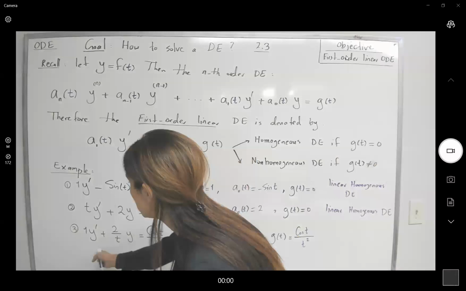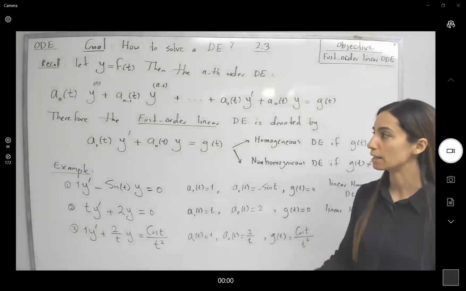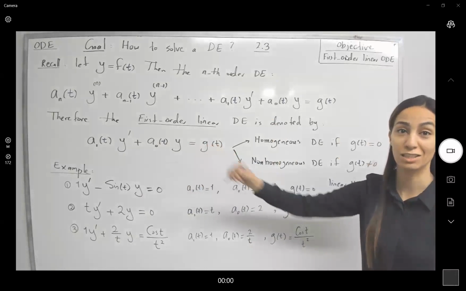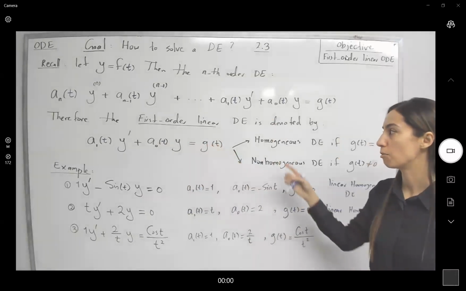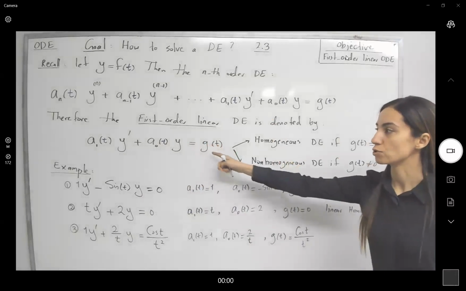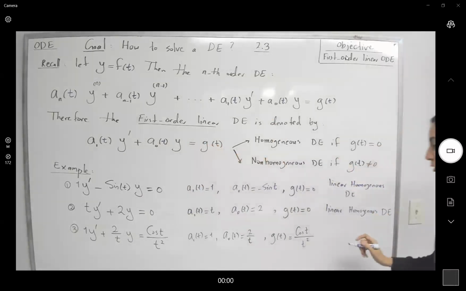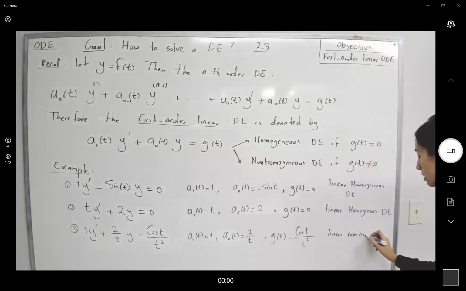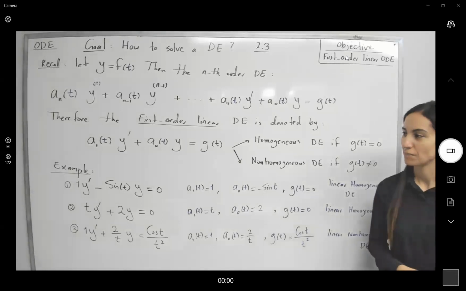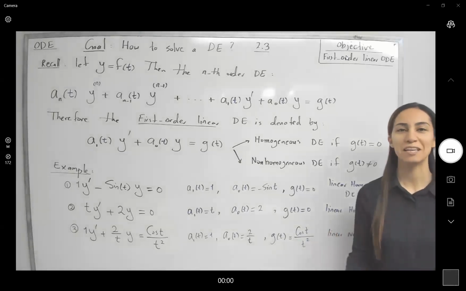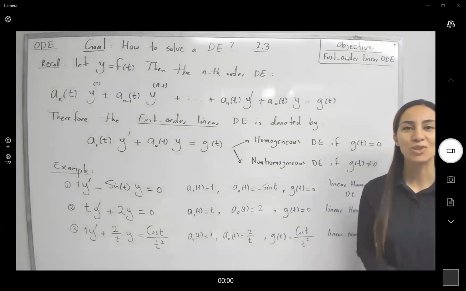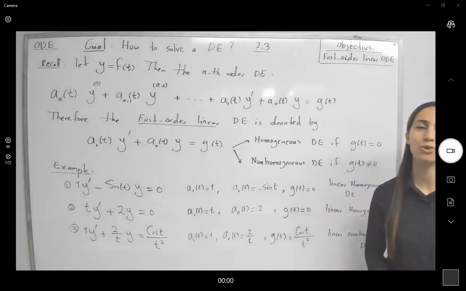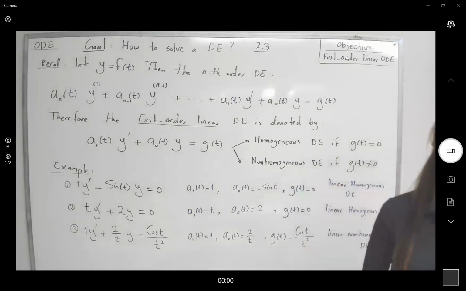Is this a linear differential equation? Of course. Why is that? Because it satisfies the definition of a linear differential equation. Is it homogeneous? No. Why is that? Because your g of t is non-zero. So linear, non-homogeneous differential equation. Our next step is to present the method of solving a linear first order differential equation.